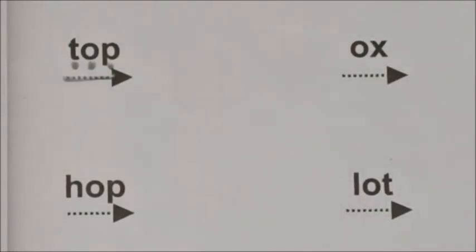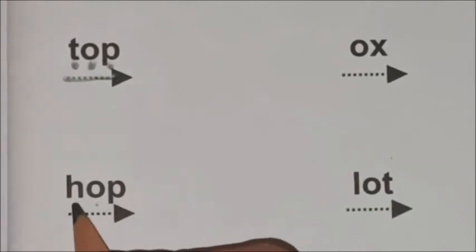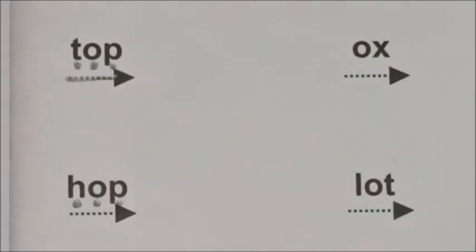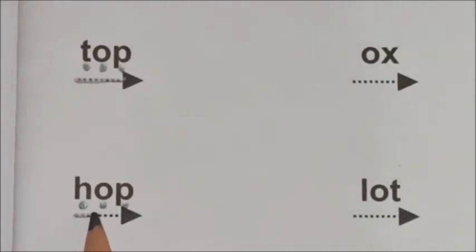Let's hop, children. Let's do the kangaroo hop. Hop, hop, hop. What is the first sound? Ha ha ha ha ha. Is this ha? No. Is this ha? No. Is this ha? Yes. One dot for ha. One dot for o. One dot for pa. Let us join and read, children. Hop. Hop.